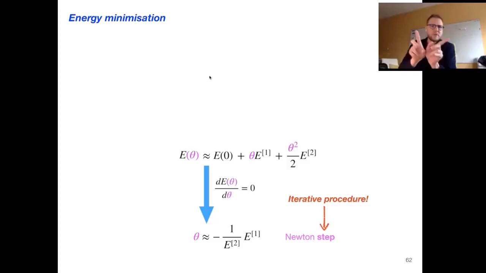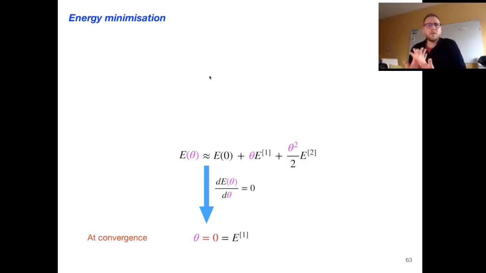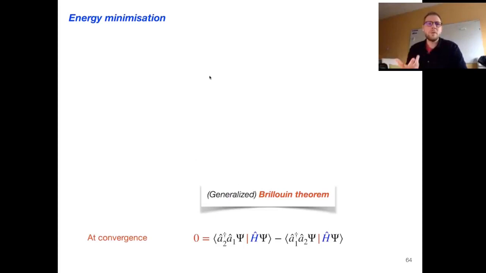your best orbitals. So when you have converged, it means that the Newton step is zero. There's nothing to do. There's nothing to rotate anymore. And which means that the gradient is zero, okay? And if you remember what I said about the gradient, this is this coupling between the reference wave function psi and the singly excited. Well, if you set that to zero, you get what Vincent referred to earlier as the Brillouin theorem.